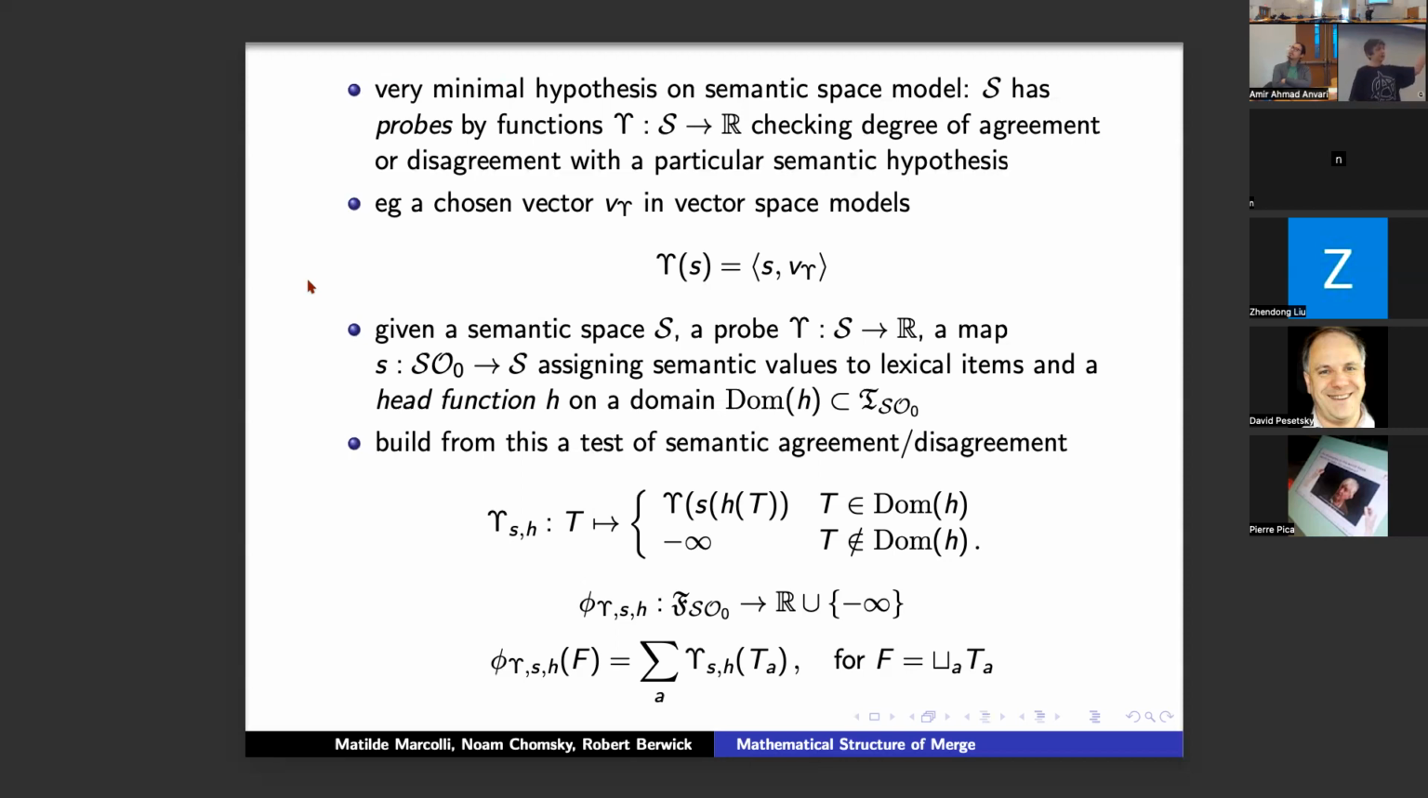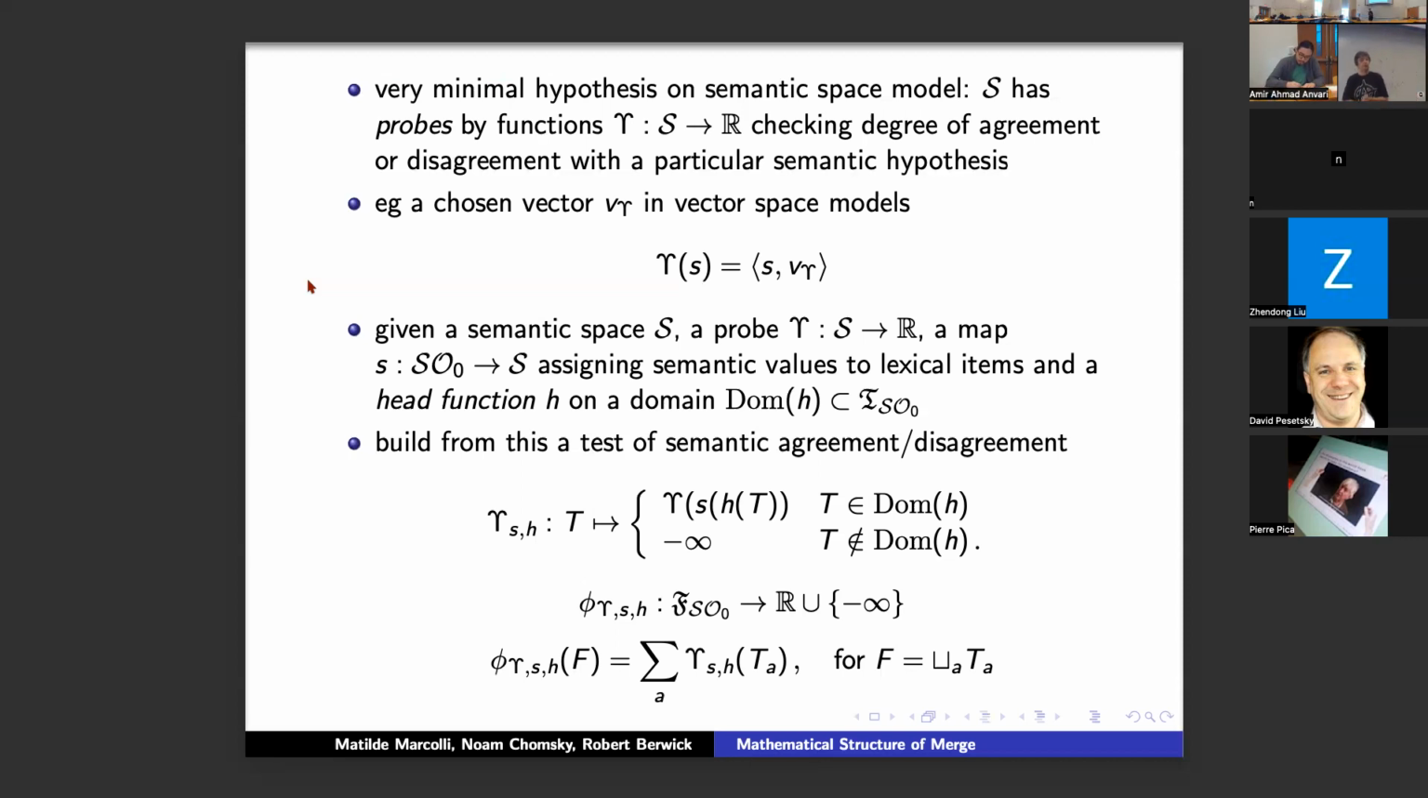And so I can test agreement by taking another vector and measuring how close it is to this vector. So I can measure this inner product in my vector space, and I can normalize. If I normalize it by the length, I get this cosine similarity that people are so fond of in computational linguistics. I call these things a probe. So any vector I can choose is a probe with respect to which I can check agreement or disagreement. And now I do it in a very simple way, like this.